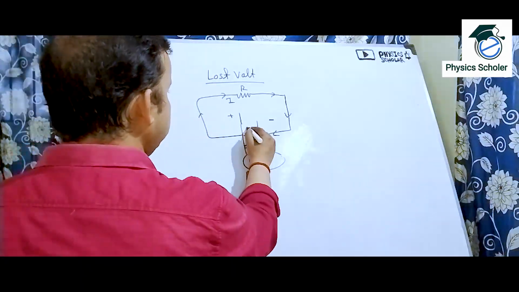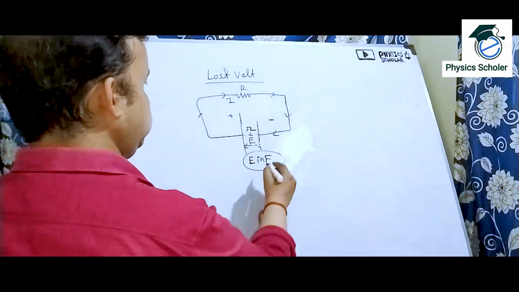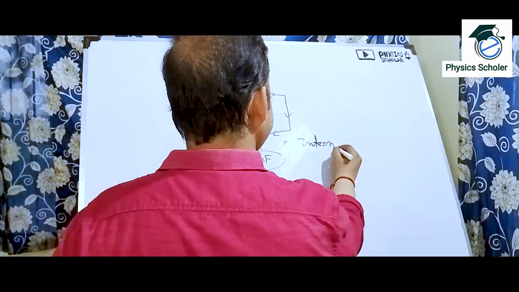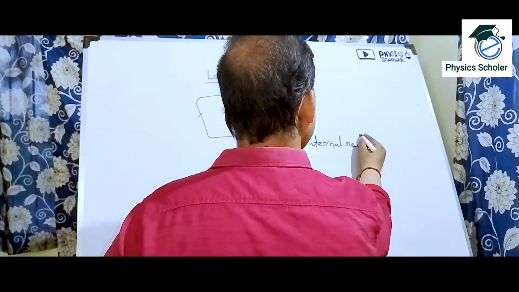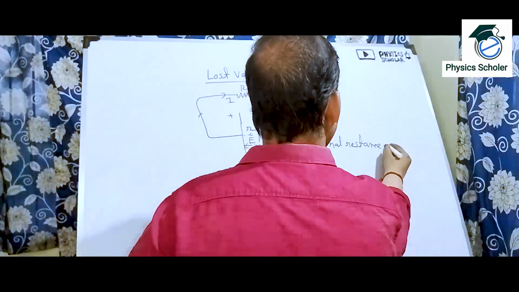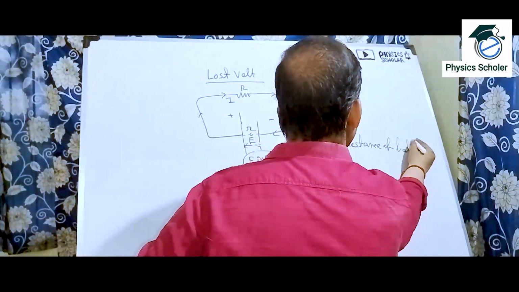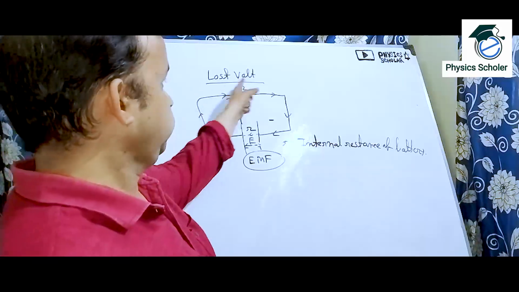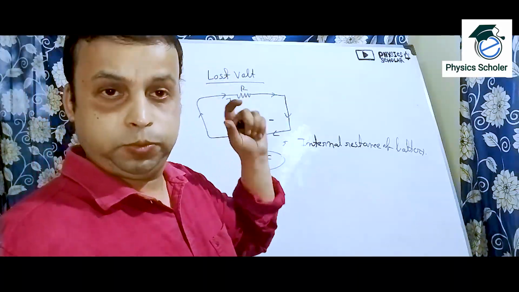Okay, so that is known as the internal resistance of the battery. So small r is equal to what? Internal resistance of the battery. Okay, so for the outer circuit there is the resistance for the circuit.